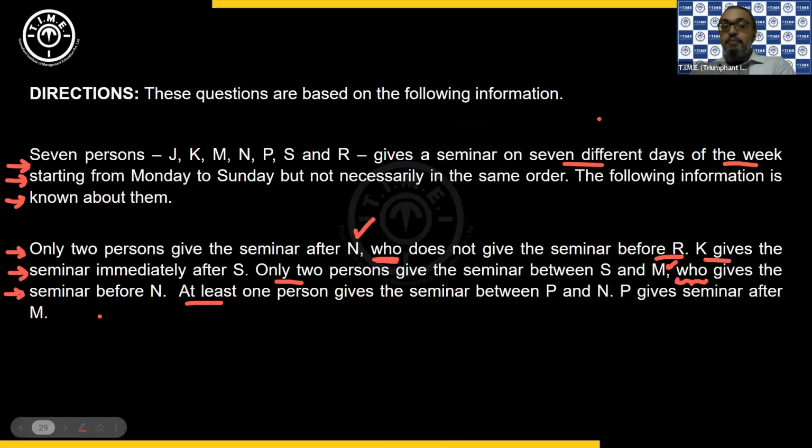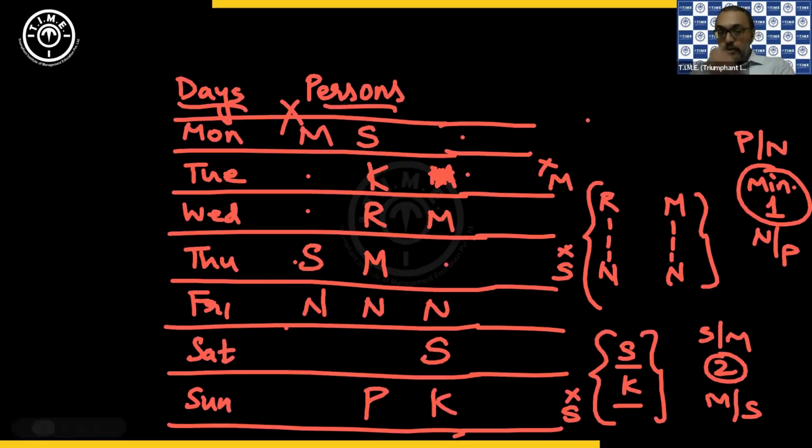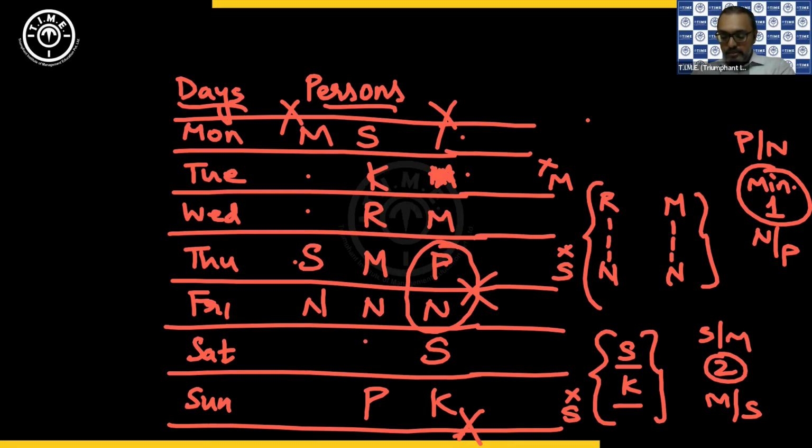And then P gives a seminar after M. So P has to give a seminar after M. But unfortunately, the only position after M is a Thursday here, but then P and N are in adjacent positions. So this also is ruled out. This is not the case that I'm looking at. So now we have our final arrangement. The only person remaining is J. So you fix J. So this is going to be our final arrangement.